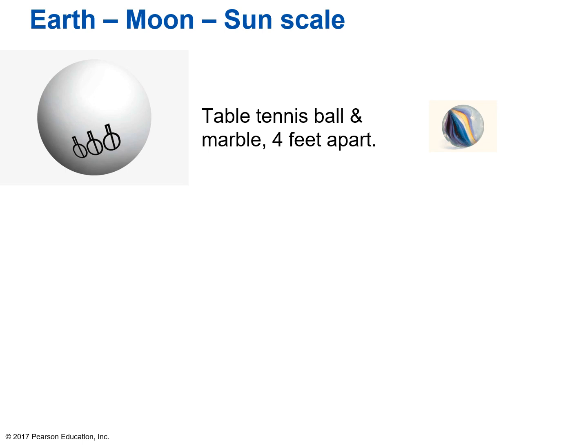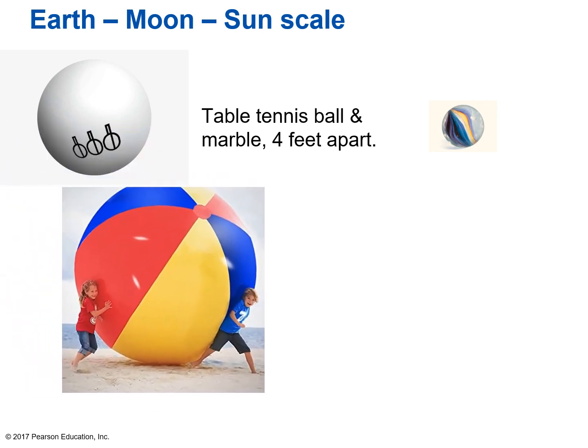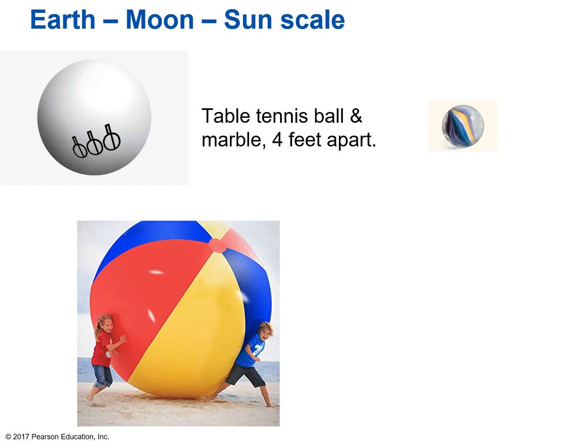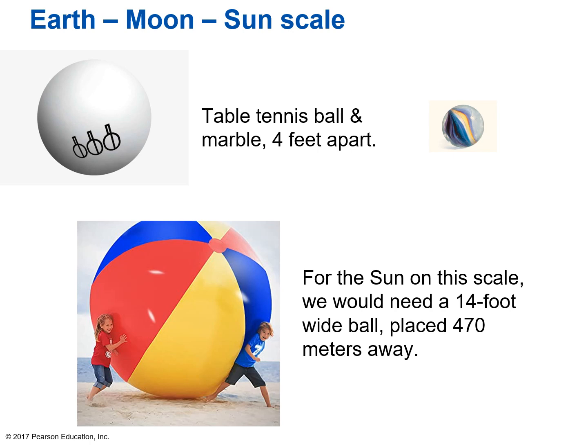The Sun is much farther away from us than the Moon is, and it's much larger. So for the Sun, we're going to need a ball that's actually probably bigger than this ball in the picture. 14 feet in diameter would represent the Sun, and we would need to place it 470 meters away, or almost the length of 5 football fields. That would be a proper scale model between the Earth, the Moon, and the Sun.